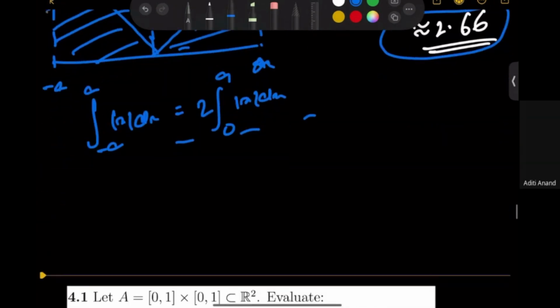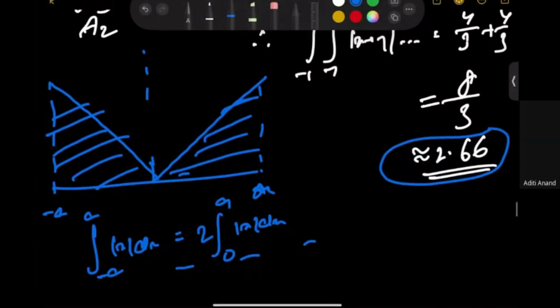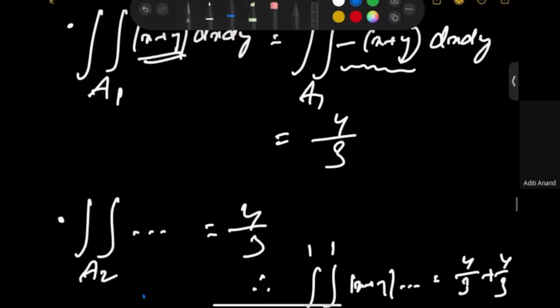But you should be careful when you use symmetry. Okay. Any doubt, anyone? Any question?